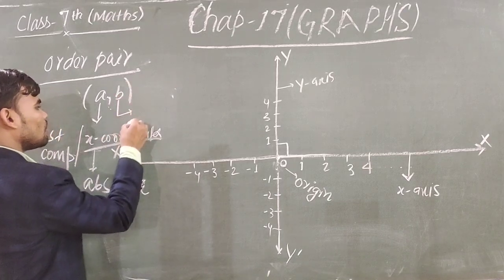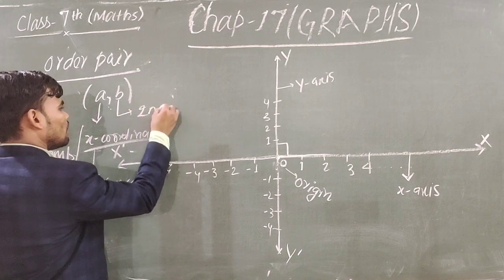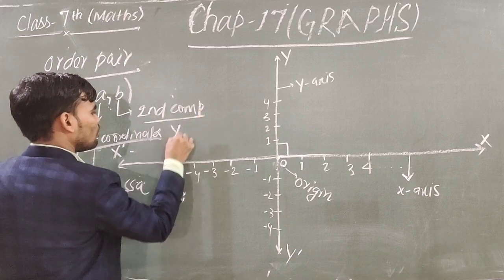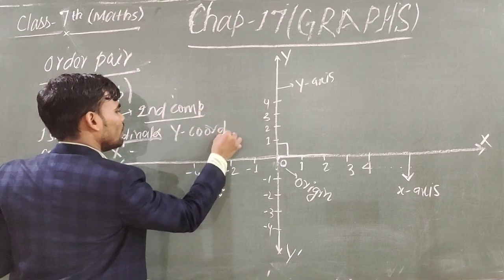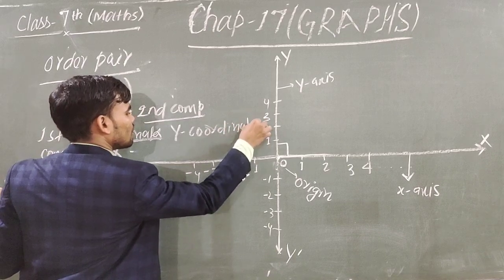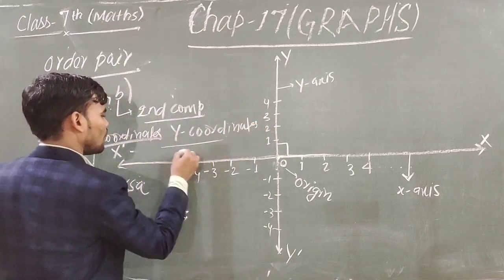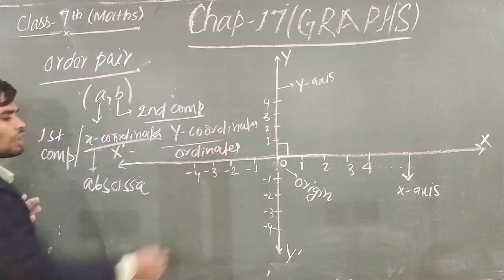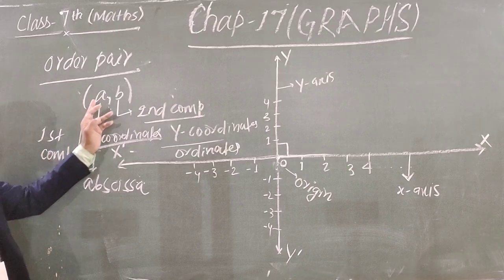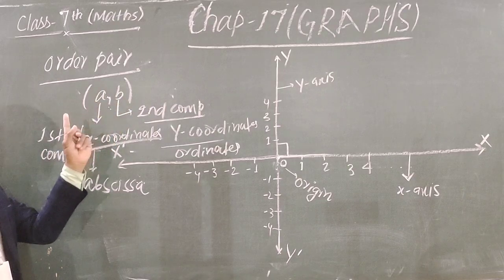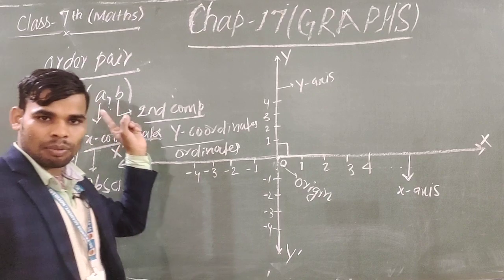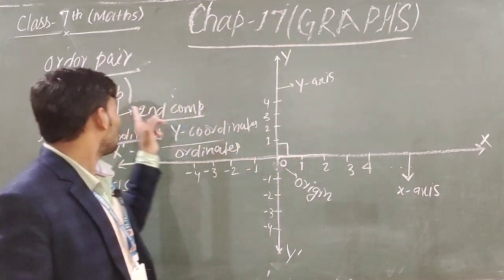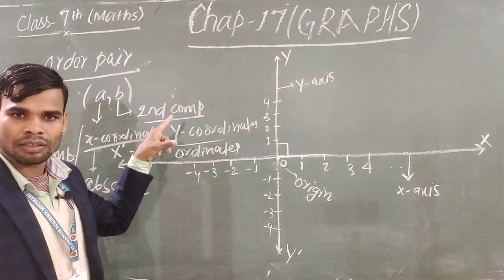And B is known as the second component, and this is also known as the y coordinate. It is also known as the ordinate. In Hindi it is known as koti, bhuj koti. Okay? So in an ordered pair, the first component, meaning whatever sits in the first position, will always be x, and whatever is in the second position will be y.